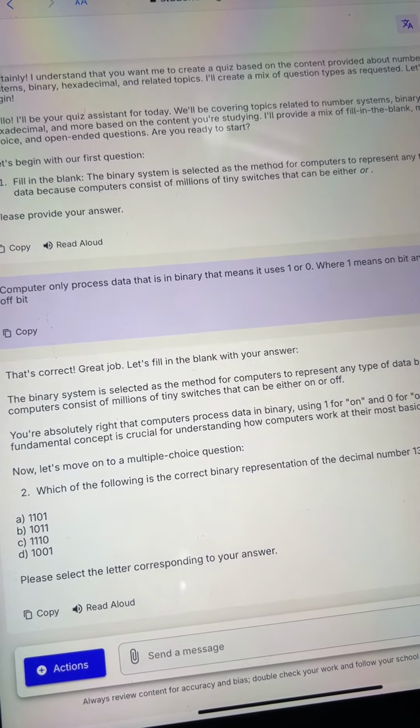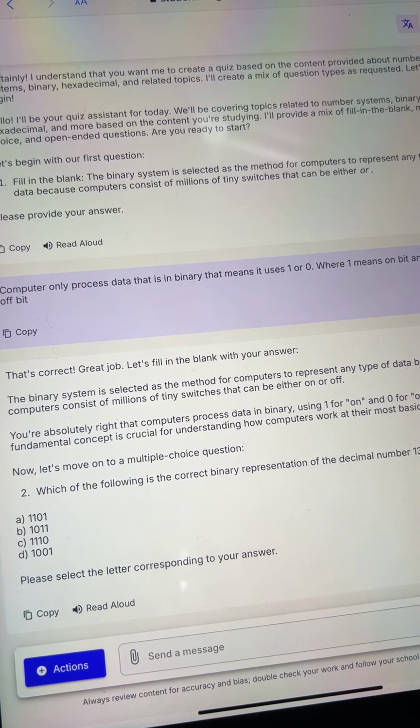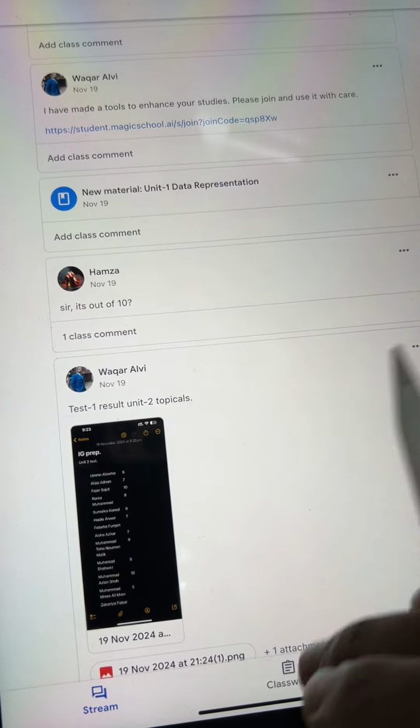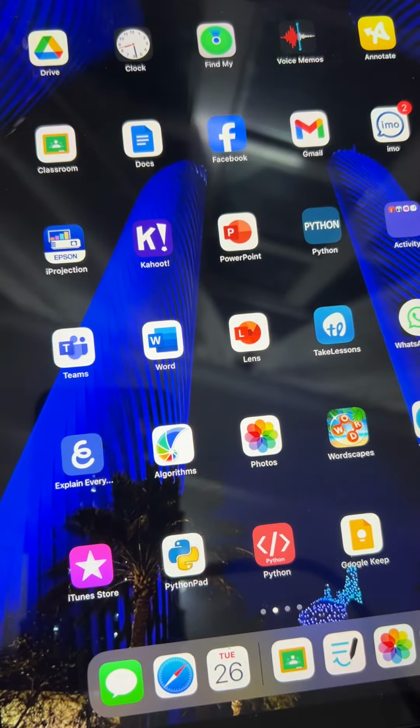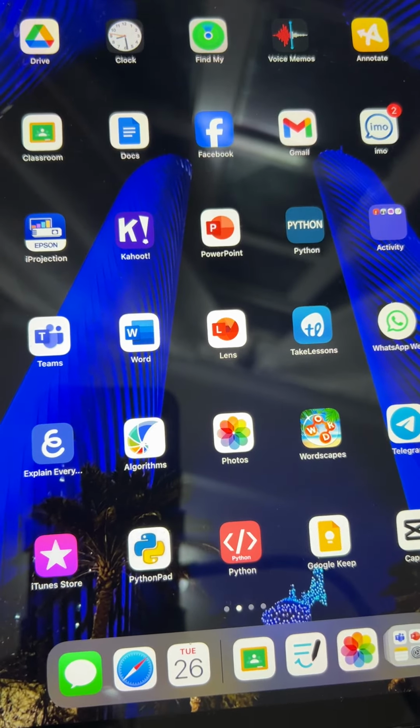Which of the following is a correct binary representation of the decimal number 13? You have to calculate and do it. So I'm going further. You can use these methods to improve and enhance your skills, and inshallah you will do better. Good luck.